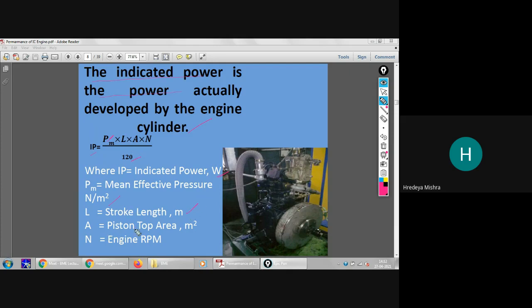A is the area of the piston in meter square. N is the engine speed in RPM. So from here we can get the indicated power.